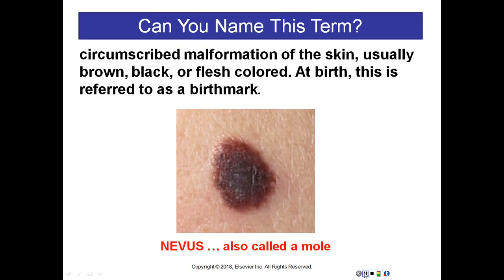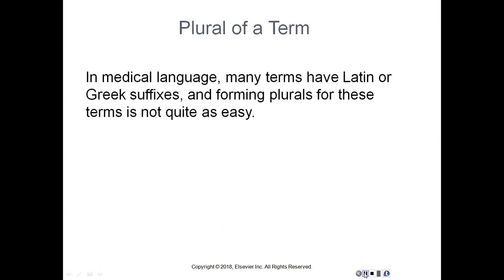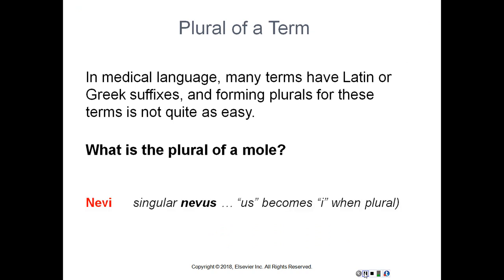So here is a circumscribed malformation of the skin, usually brown, black, or flesh colored. At birth, this is called a birthmark, so it is called a nevus or a mole. Again, we learned that lots of these terms have a singular and a plural form, and it's not always easy to memorize how you make them plural or singular. So what is the plural of a mole? We know a mole is a nevus, and the plural is nevi, so the US becomes the I.